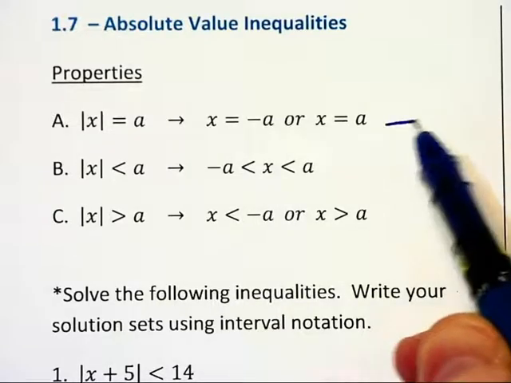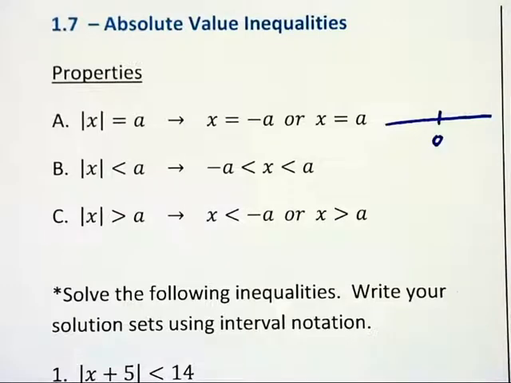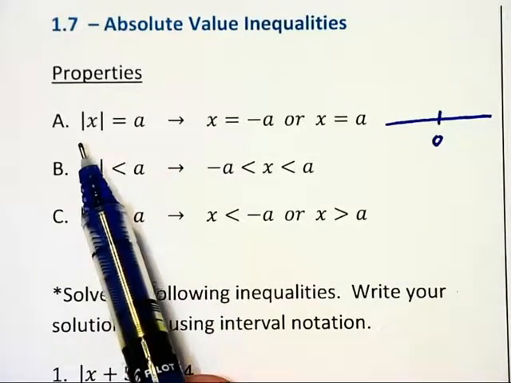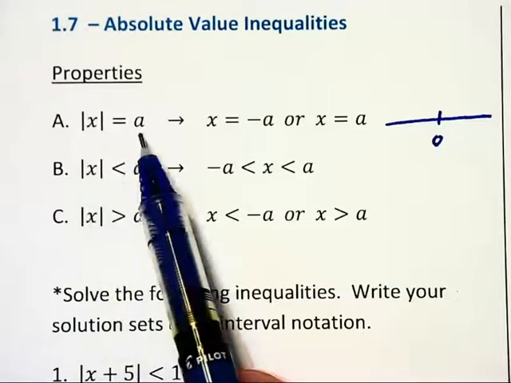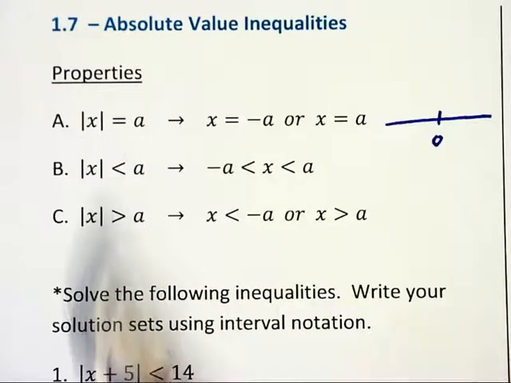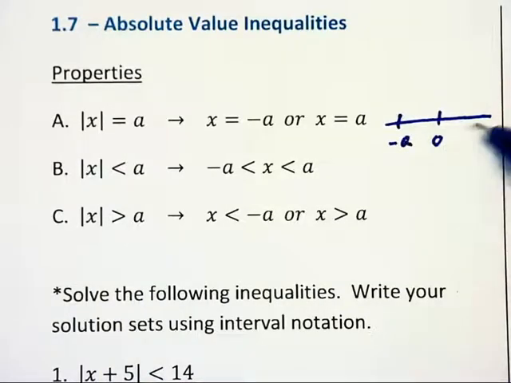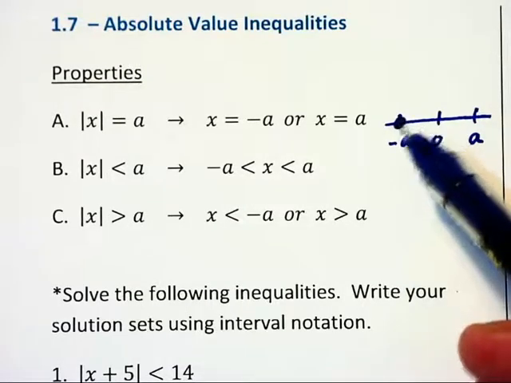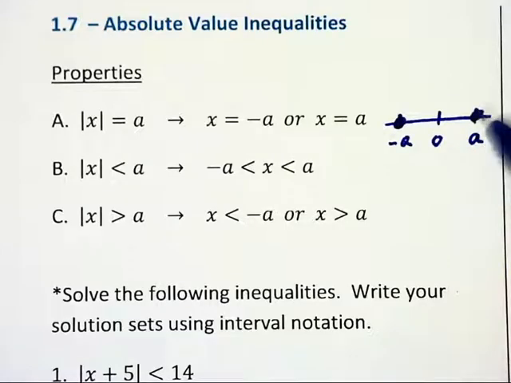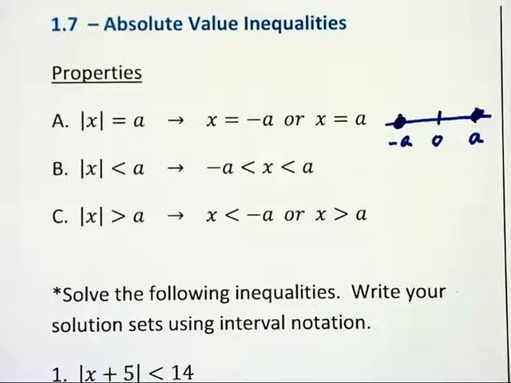For example, let's say we have a number line with 0 in the center. This is saying x, the distance x is away from 0 on the number line is a units, or just distance equals a. Well, there are two places, negative a and positive a, that are a units away from 0 on the number line. So I will place solid dots at those 2 points, and that's why we have x equals negative a or x is equal to positive a.